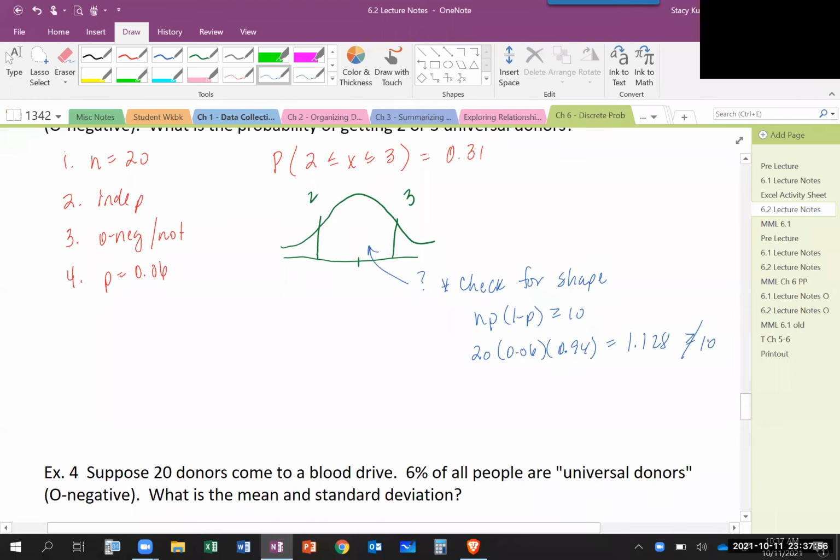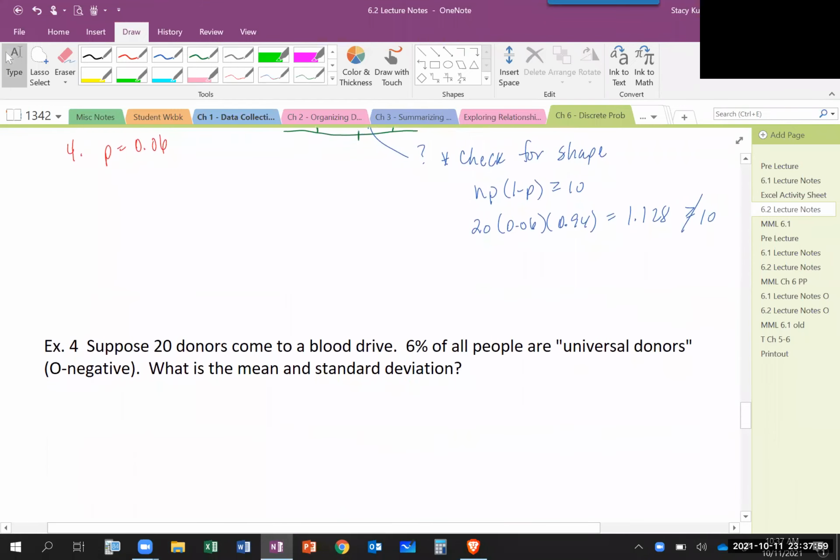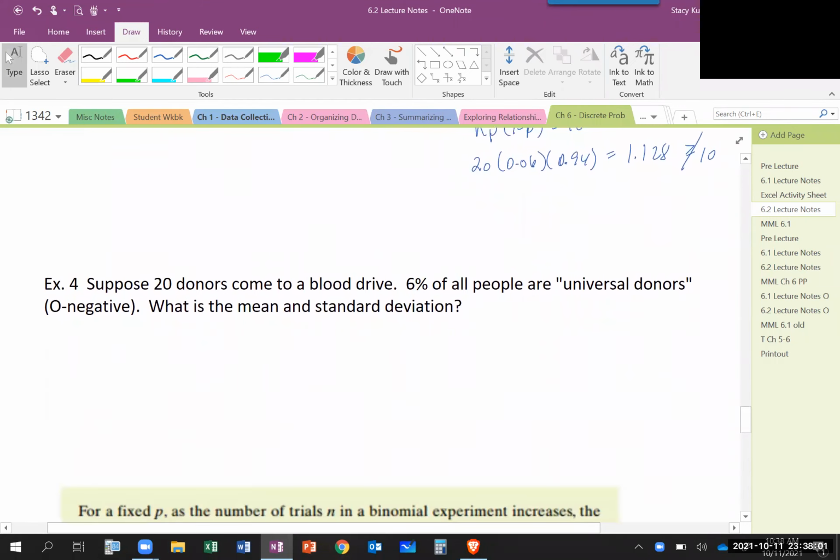All right, now we can come over here also and practice the mean and the standard deviation based on this scenario. So the mean is found by multiplying n times p, correct? So n times p was just 20 times 0.06, which is equal to 1.2.